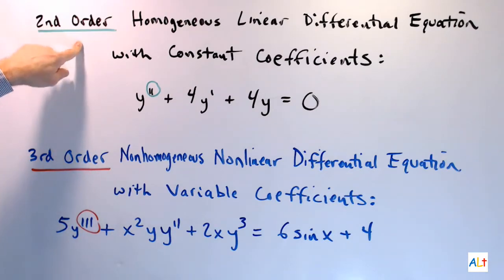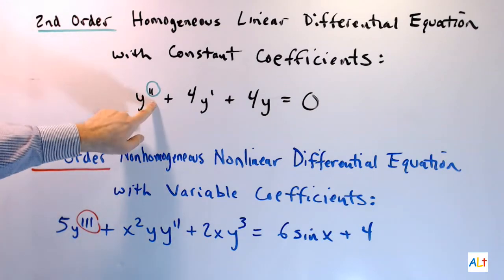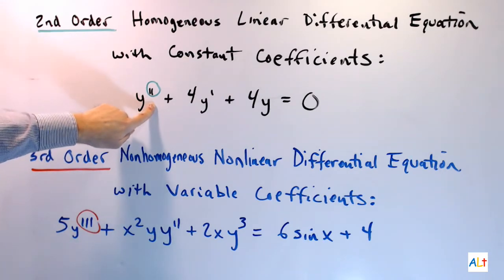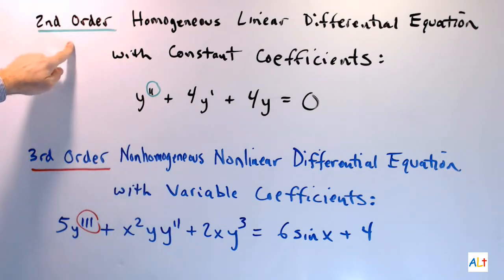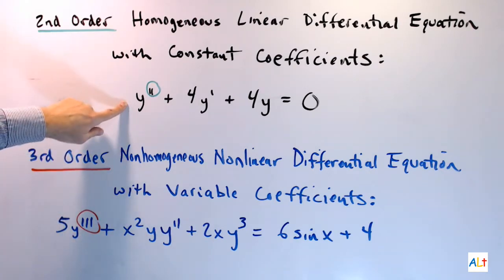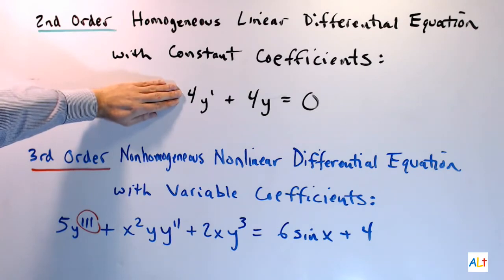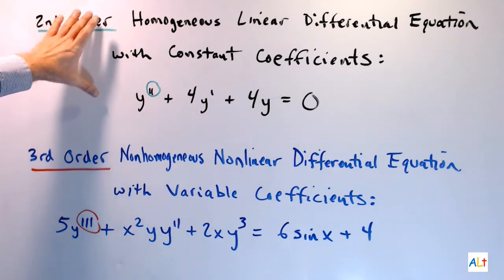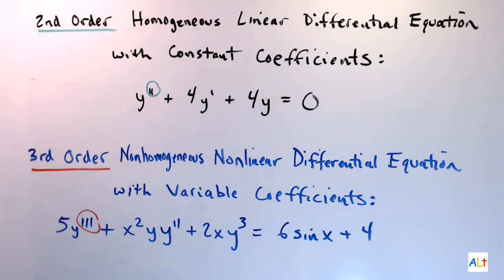So order refers to the value of the highest derivative. So this has a second derivative, y double prime, that makes it second order. Here the highest derivative is triple prime, three derivatives, so that would be third order. If the second order term was not here, then the equation would be first order, which is as low as it gets. Generally speaking, second order is easier than third, and first order is easier than second. In fact, everything up here is easier than everything down here.